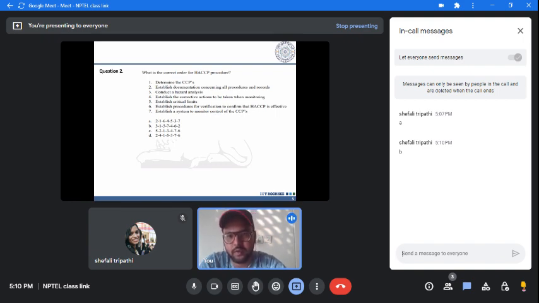If you know one or two points in the process, you can easily predict or guess the right answer. I think it will be 100% correct if you know one or two steps. Like here, establish documentation concerning all procedure and records, I think this will be the last step. So your A and D options are excluded. Then you have B and C.